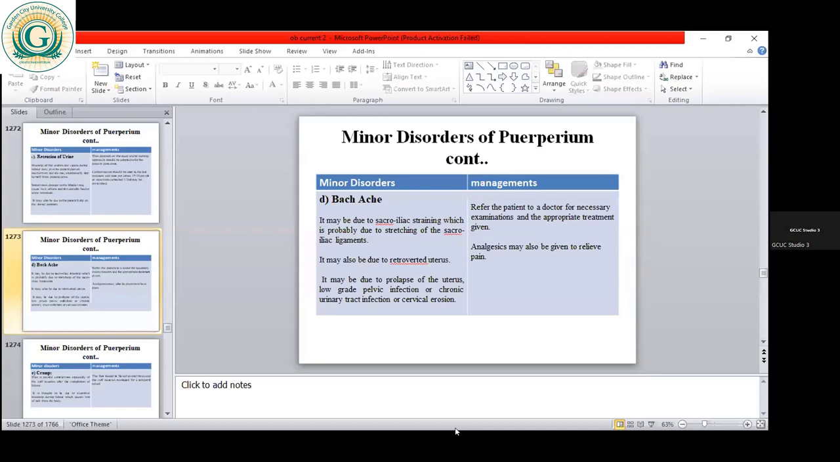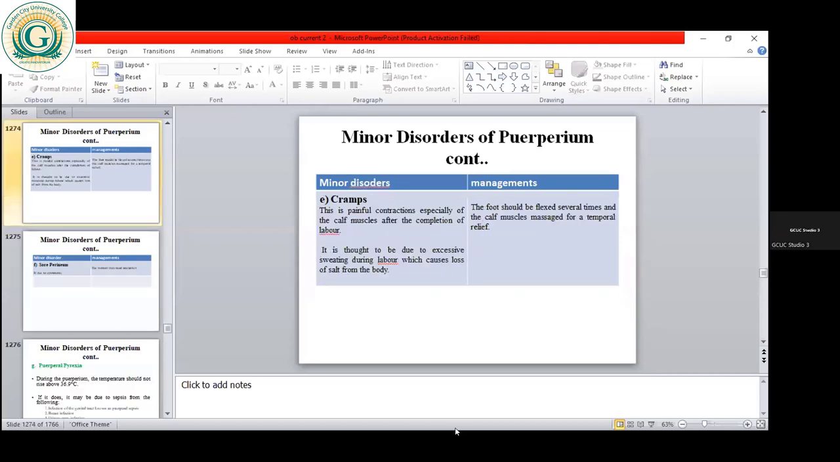When a woman complains, please refer the patient to a doctor for necessary examination or call a doctor's attention, because the causes are many, so that it may not be just the first one. The ligament. And they'll give analgesics so that it will prevent the pain. This is a painful contraction.